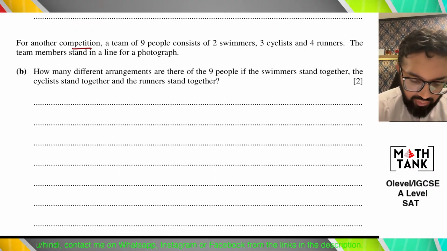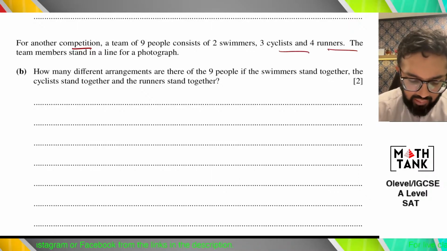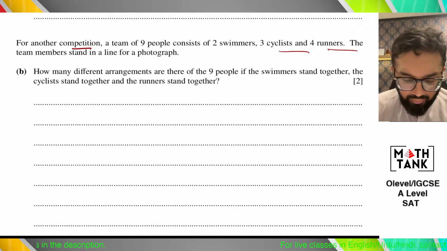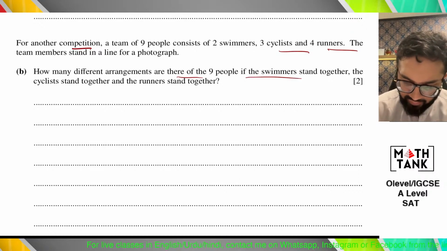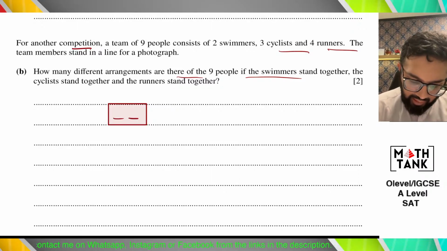For another competition, a team of 9 people consists of 2 swimmers, 3 cyclists, and 4 runners. Team members stand in a line for a photograph. In a line for photograph, how many different arrangements are there if the swimmers stand together, the cyclists stand together and the runners stand together?